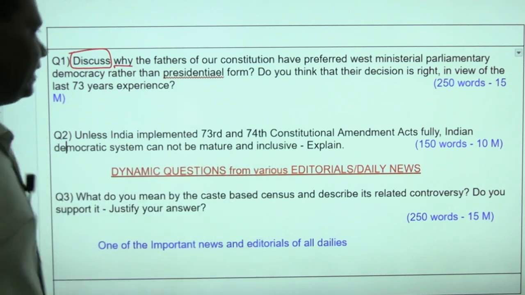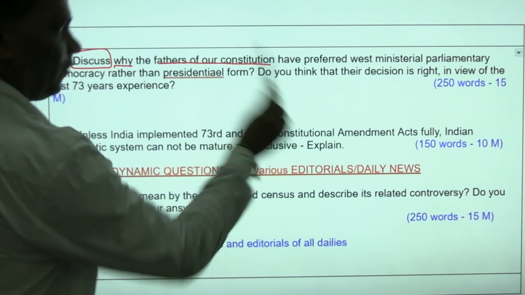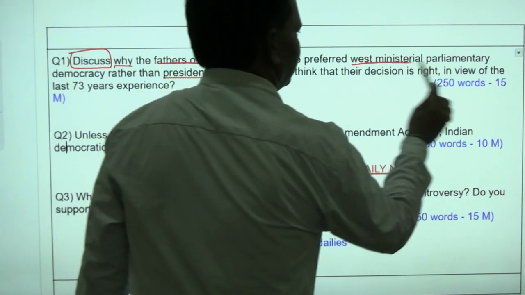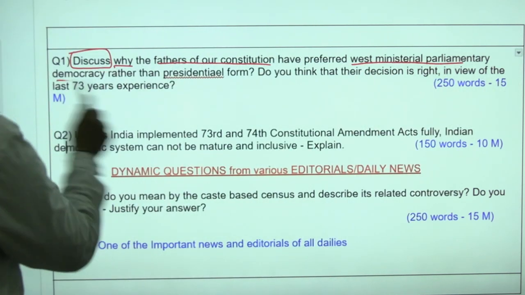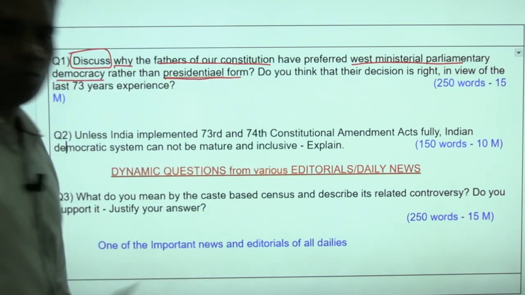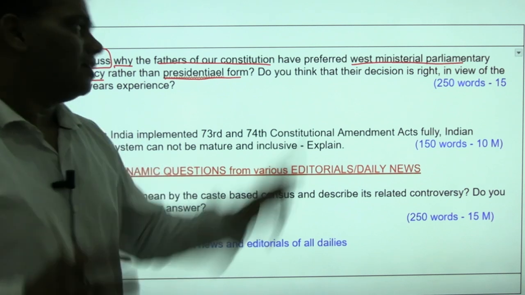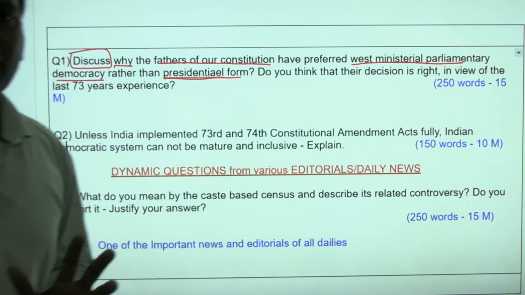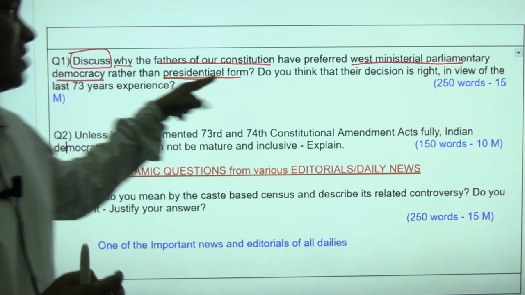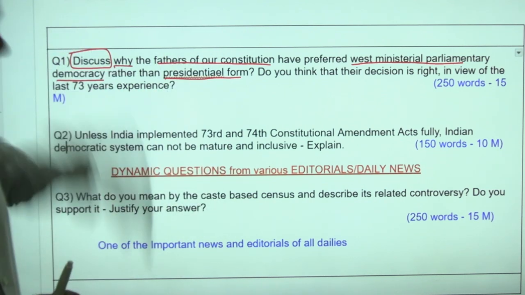Discuss why the fathers of our constitution preferred the Westminster parliamentary democracy rather than the presidential form of democracy. Why did our constitutional fathers prefer the Westminster form of democracy rather than the presidential, that is the US form of democracy? You should discuss it.